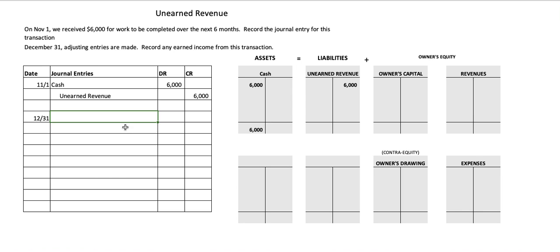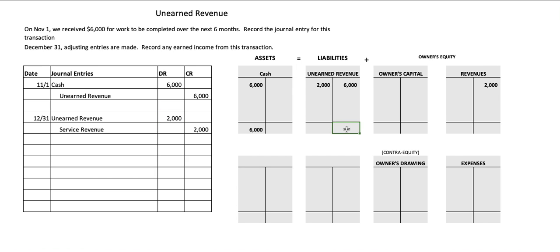So what we're going to do in this journal entry is we're going to take $2,000 out of the unearned revenue account and we're going to put it in the revenue account. So we're going to debit unearned revenue and we'll credit something like an account called service revenue for that $2,000.